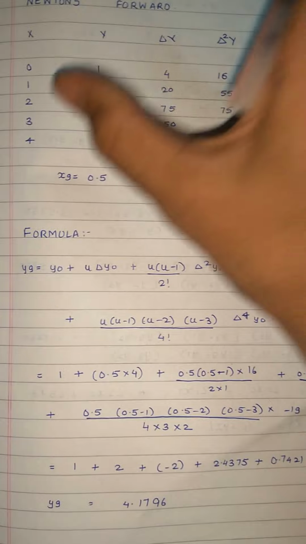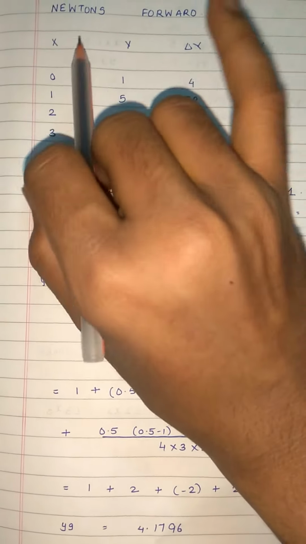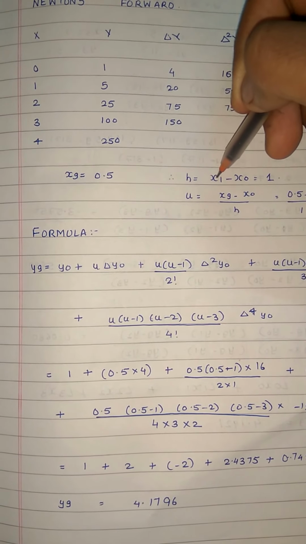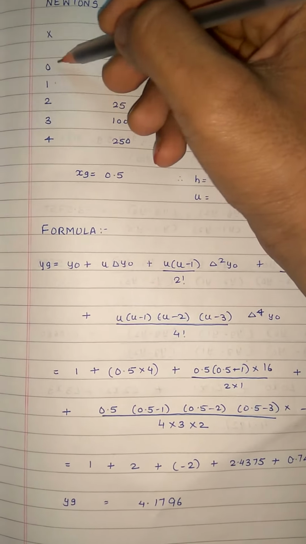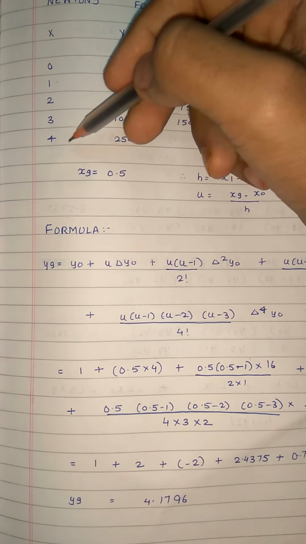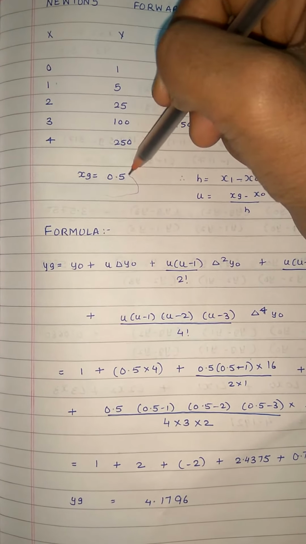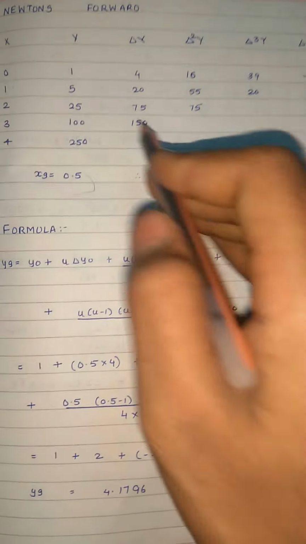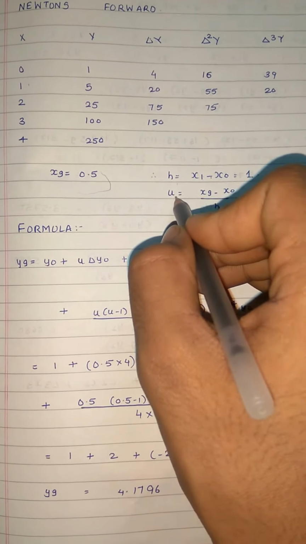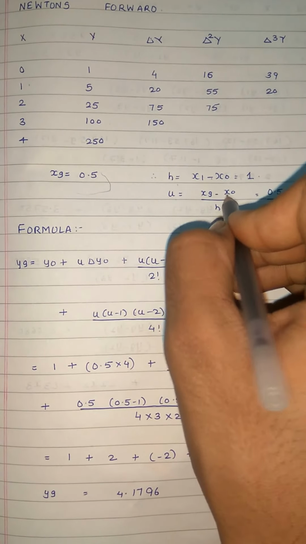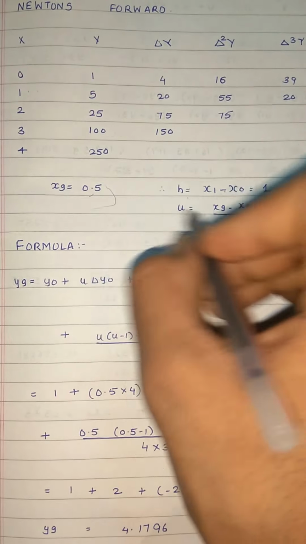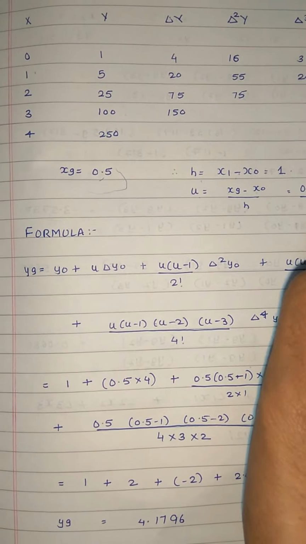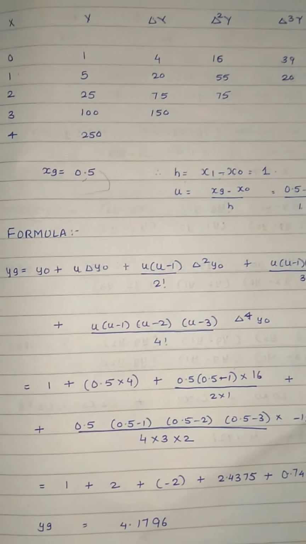Now in this particular numerical, you have to find out the height h and the mean, that is u. So calculating h, that is x1 minus x0, it will be 1, and we have been told to find out yg at xg is equal to 0.5. That is the interpolated value. All we have to do is find h and u. U is xg minus x0 divided by h, which we found out already. So 0.5 minus 0 divided by 1 will give you 0.5.